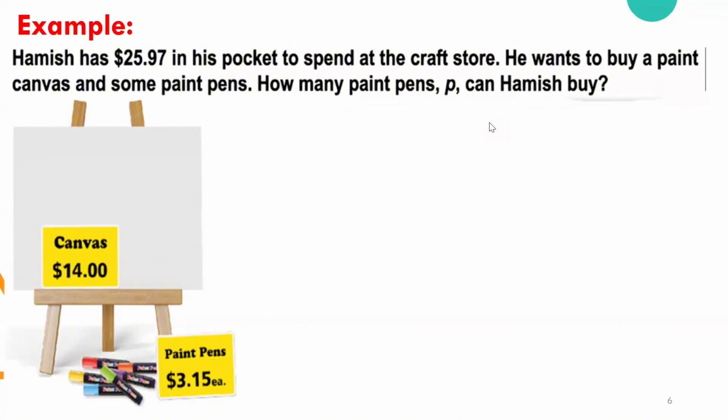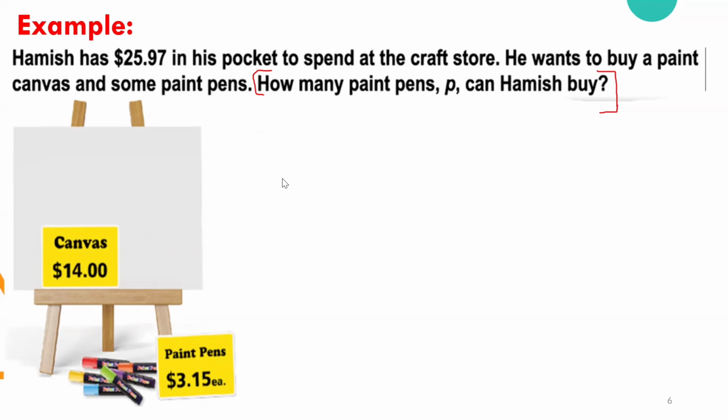So the problem states, Amish has $25.97 in his pocket to spend at the craft store. He wants to buy a paint canvas and some paint pens. How many pens P can Amish buy? So this is a big question right here. This is what we want to find out: how many pens he can buy with the amount of money that he has in his pocket. If you look here, the canvas costs $14 and the paint pens cost $3.50 each.